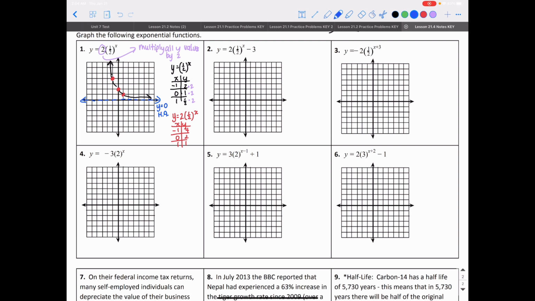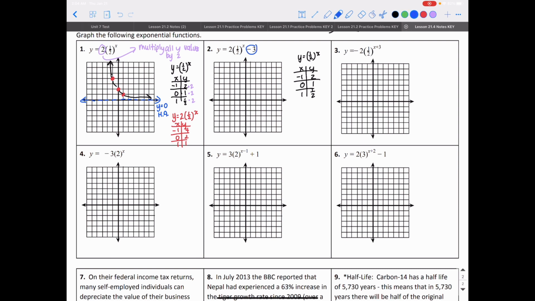For number two, I'm going to have the same parent function, 1/2 raised to the x power, since that's my base. So I'm just going to copy what I already had. I have a table, -1, 0, 1, 2, 1, and 1/2. And here I have two different shifts.